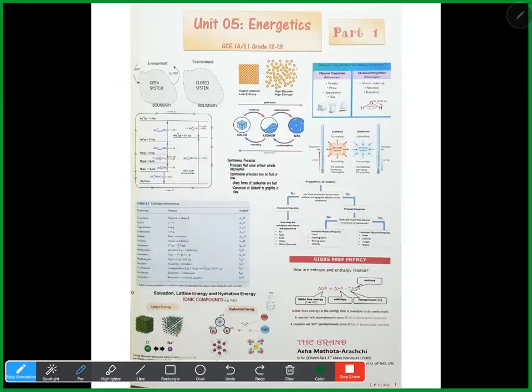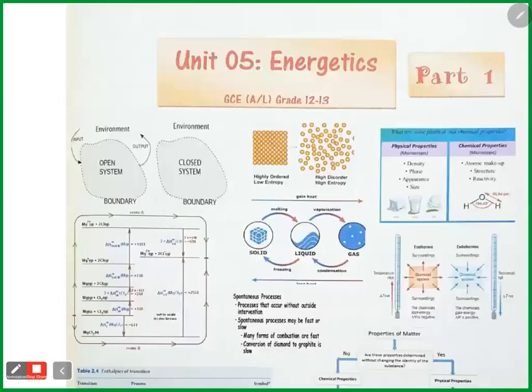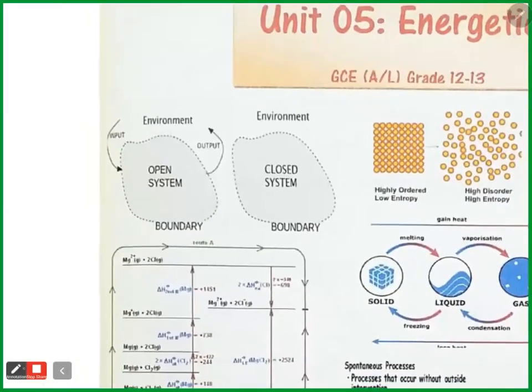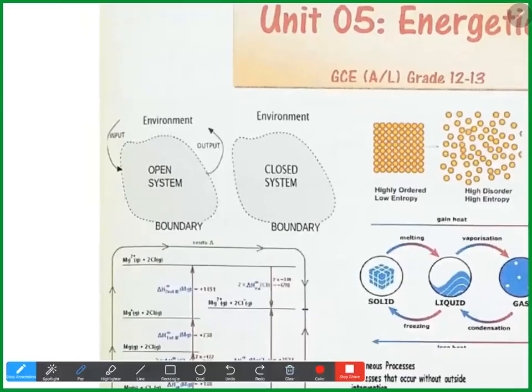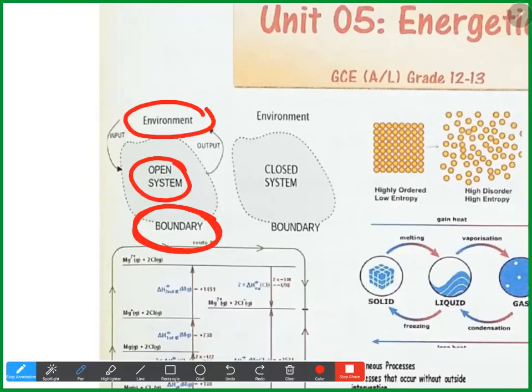Whatever the reaction, it occurs in a system. So we have to define what a system is. The system is the part where we are doing an experiment. The system is open to the environment with a boundary. This limit between the system and the environment is the boundary.